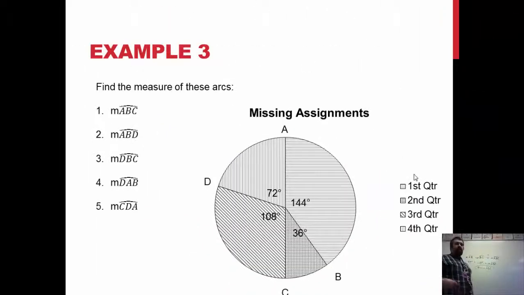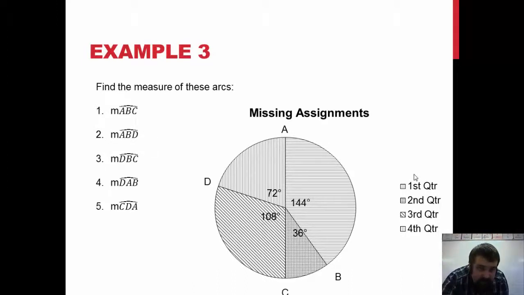Now I could use it in a different scenario. Maybe there's a graph here, and I know the measures of each of those angles. First quarter, second quarter, third quarter, fourth quarter, number of missing assignments. This is entirely fictional data. Now, it says find the measure of these arcs. Well, this is really just like the problem we did previously. However, we're going to be focusing on the arc addition postulate.